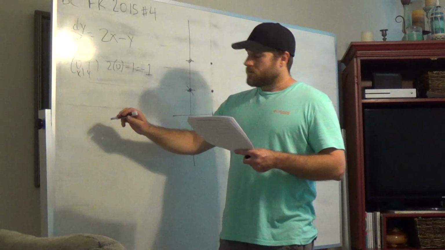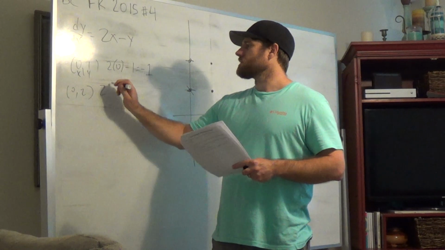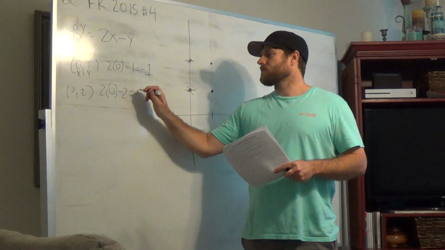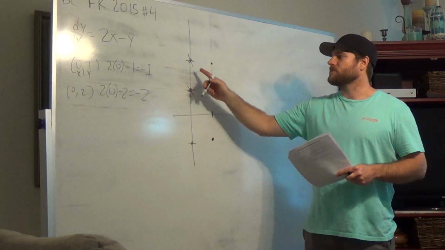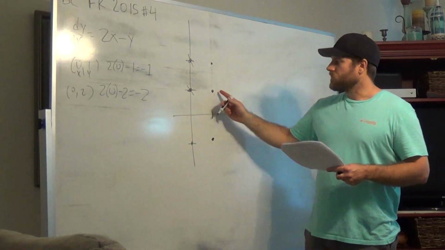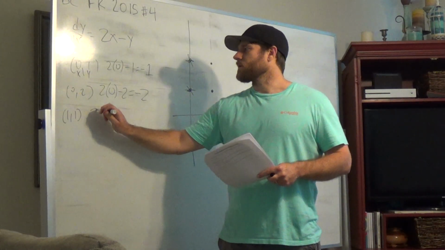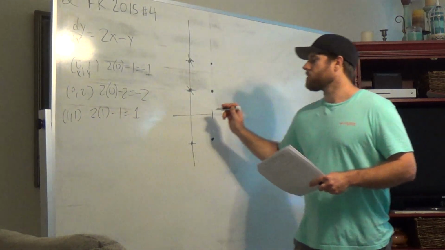All right, second ordered pair is (0, 2). So I plug that in, 0 and 2, and I get a slope of negative 2. So here I get a steeper slope. It's a negative, but steeper. Next one I'm going to use is (1, 1). When I plug in (1, 1), I get a slope of 1.